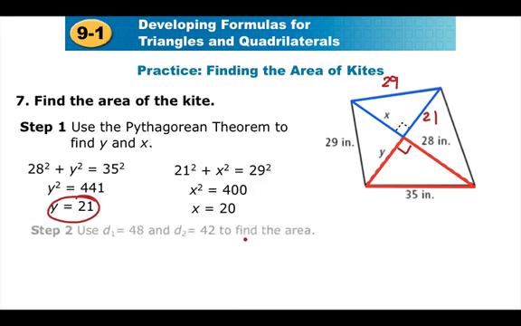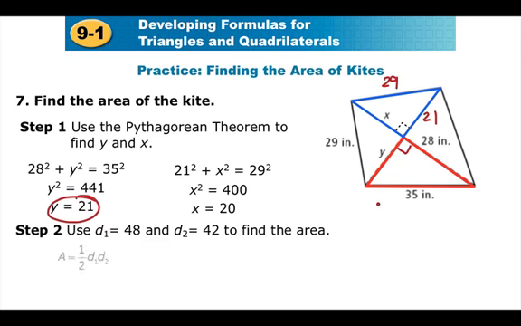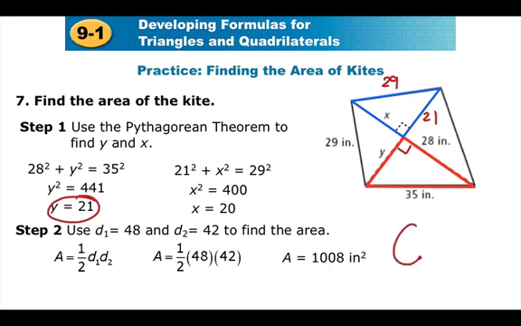From here, almost there. D1 is 48. I'm calling this D1. And this is D2, 42. So to find the area, I apply the formula you saw on an earlier slide, which is right here. And this is the answer. 1008 square inches. And this concludes the video for section 9.1.